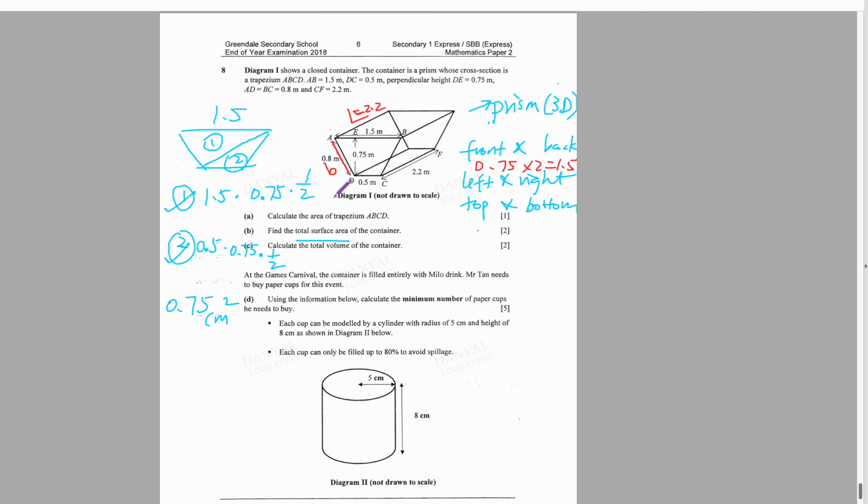Okay? So this is length times breadth, so it's a rectangle. It's 2.2 times 0.8, and then you have to times 2. If you get a parallelogram, then I don't think the side will be slanted this way already.